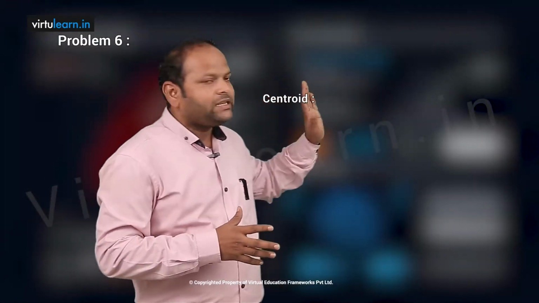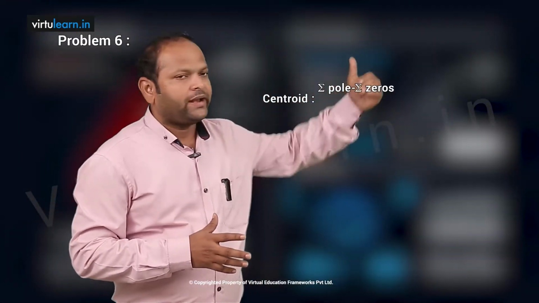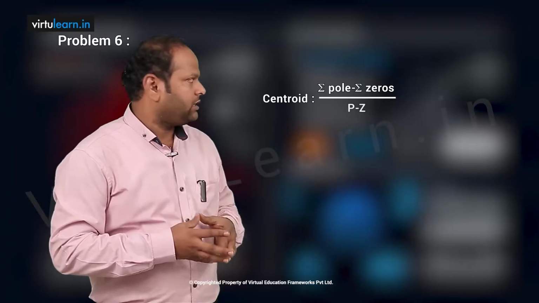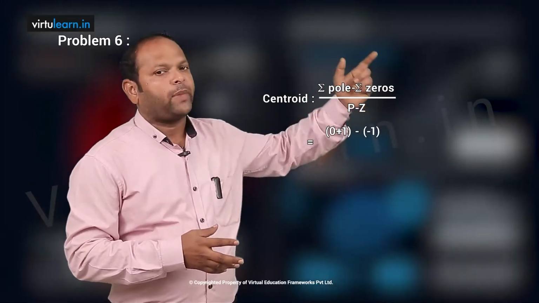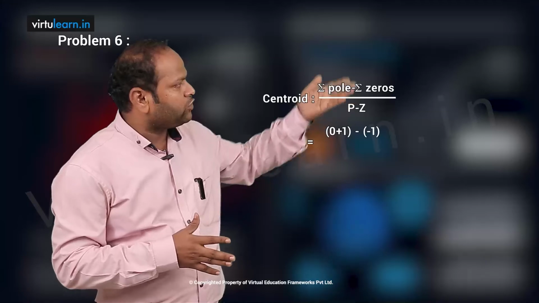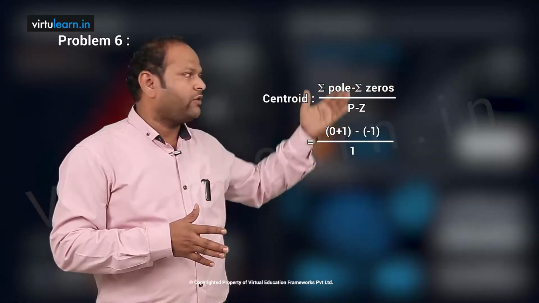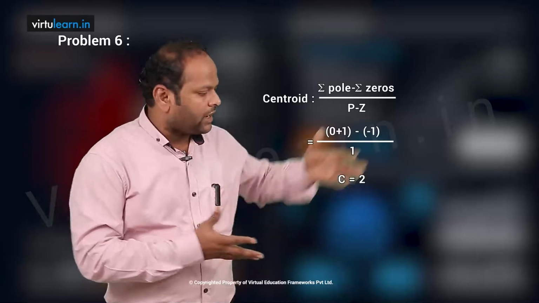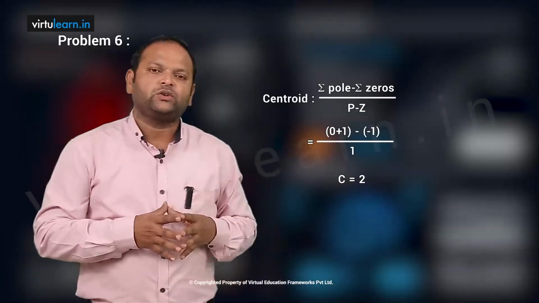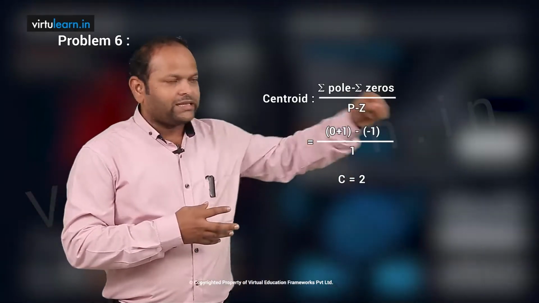Centroid formula: C is equal to sigma poles minus sigma zeros divided by P minus Z. Now I have poles 0 plus 1, and the zero at minus 1. So that will be 0 plus 1 and plus 1 divided by 1, that is plus 2. So your centroid C is equal to plus 2, then I can locate where C is equal to plus 2. So that is the centroid.